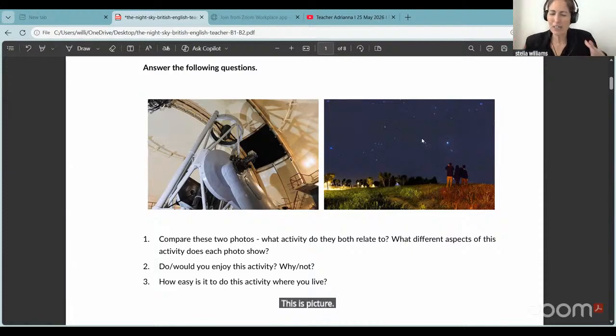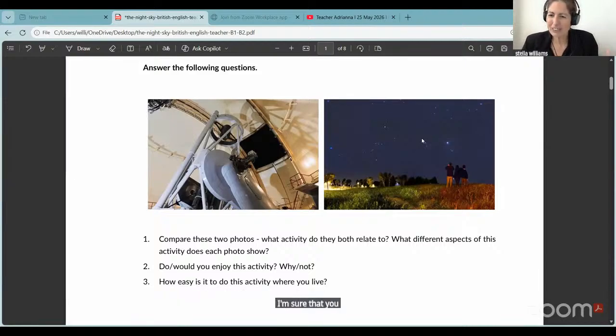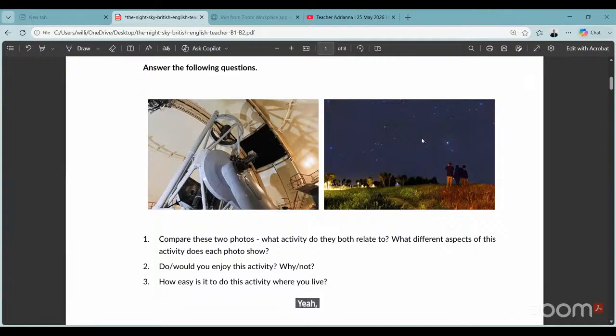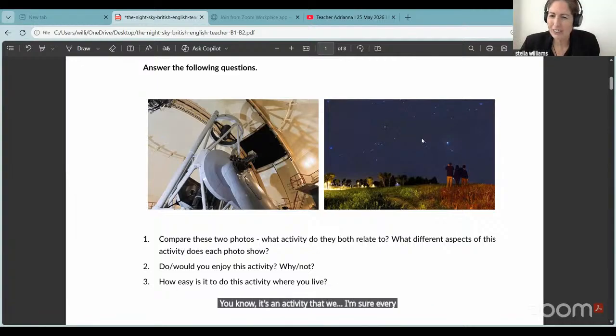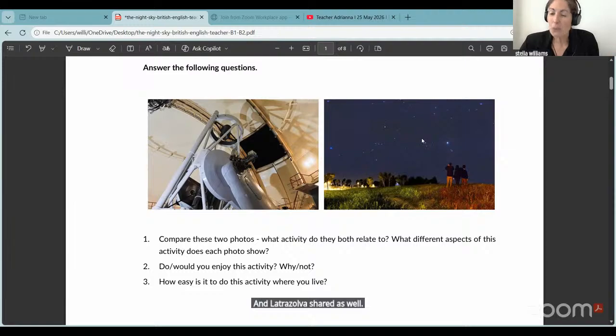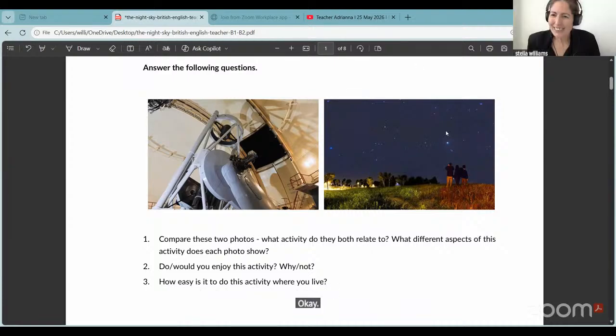Yes, I was just saying, when you look up at the sky, how does it make you feel? I'm sure that you all have experience just looking up at the sky, and it's so beautiful. You're welcome to relate experiences, just as Rosalba did now. It's an activity that I'm sure every person has experienced. A beautiful experience at night watching the stars. It's just amazing. And like Rosalba shared as well, looking up and wishing upon a star. I'm sure we've all done that as well. Would you like to share something, Laddie?